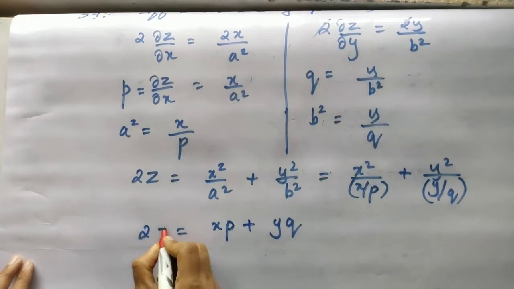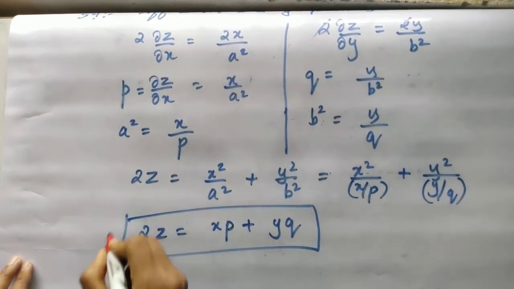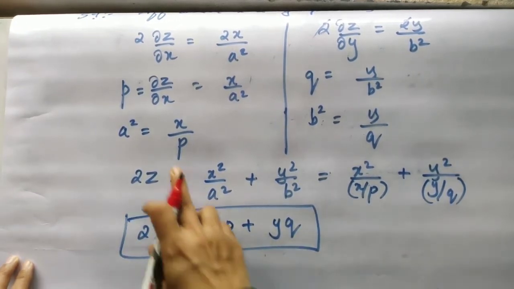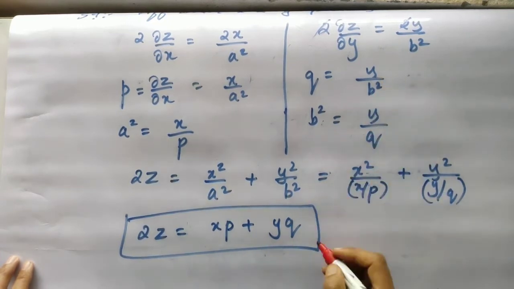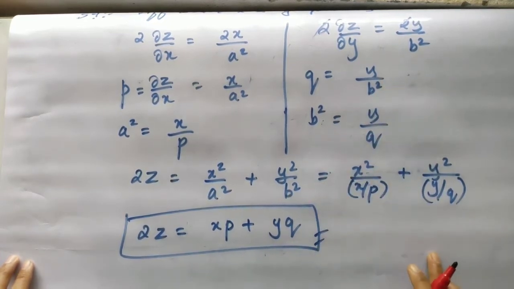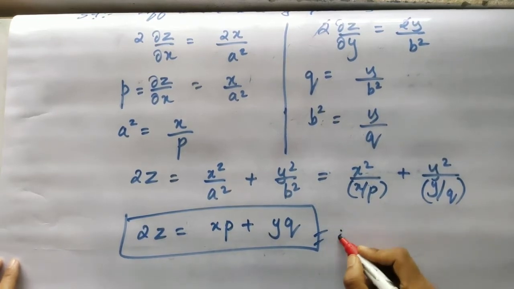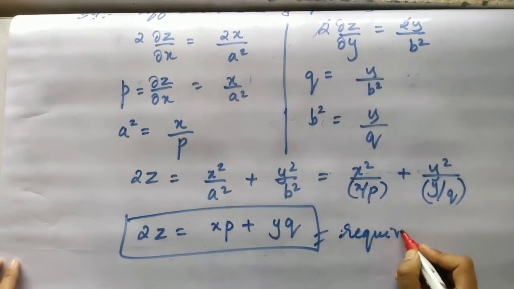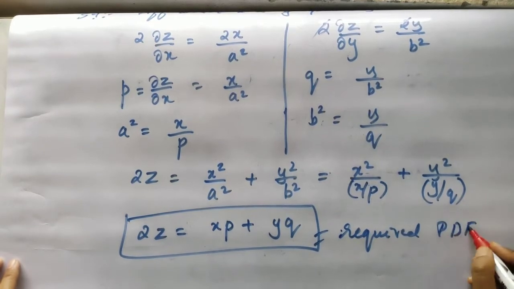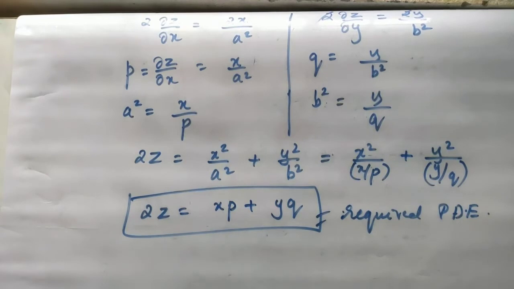So this is 2z is equal to x into p plus y into q, where p is dou z by dou x, q is dou z by dou y. So you can clearly see that this equation does not contain any arbitrary constant. So this is the required PDE. Okay, I hope the point is clear. This is how you are to clear those arbitrary constants. Let's go for one more problem here.